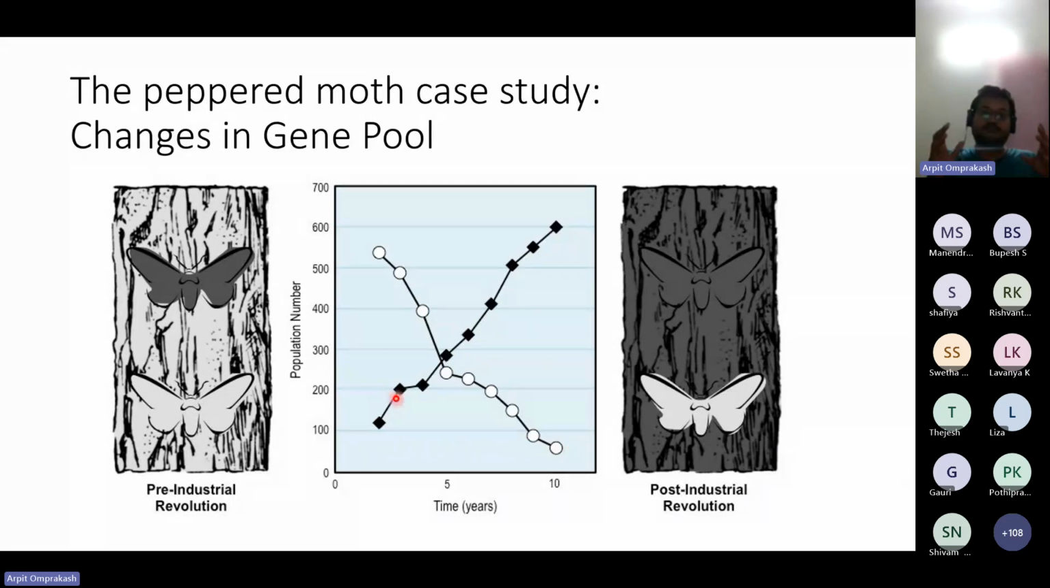And people have tracked the proportion of these different colored individuals in the population, and people have seen that basically, due to the environment, there are changes in the gene pool, where the frequency of the genes that have the dark coloration increases and the frequency of the genes that have light coloration decreases post-industrial evolution. This is an example of evolution happening within our lifetime due to industrial evolution. Does anyone have any questions till now?